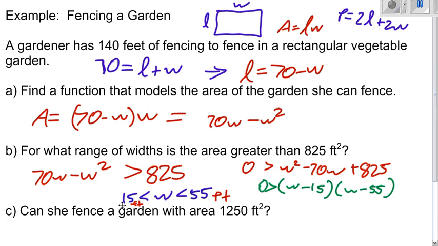Part C, can she fence a garden with an area of 1,250 square feet? So since it's just a yes or no question, we just need to find out what the maximum garden area will be. And since this is a quadratic, we just need to find the vertex. So we'll do negative b over 2a. b is 70. a is negative 1. So the maximum area happens when the width is 35.